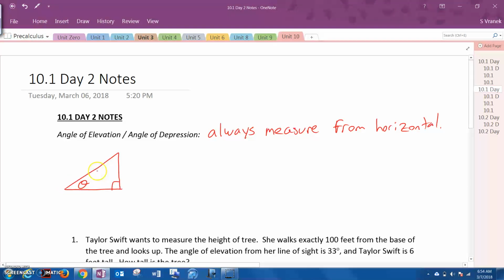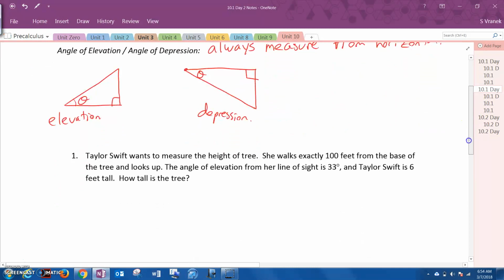So, angle of elevation is measured from the horizontal. It'll be this angle right here. Angle of depression is if you're up high and you're looking down, but again, you measure it from the horizontal. So these are both the cases. So this is elevation and depression. Alright, so let's see some problems.